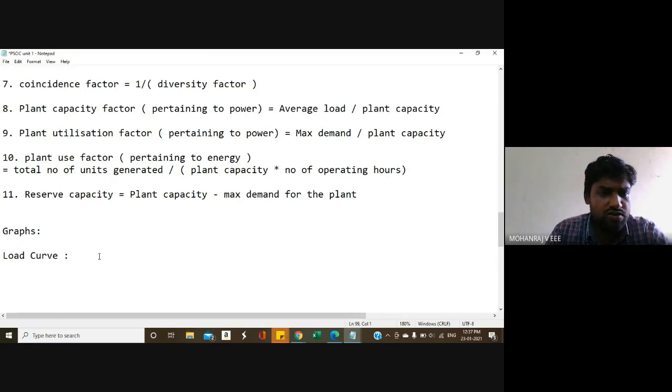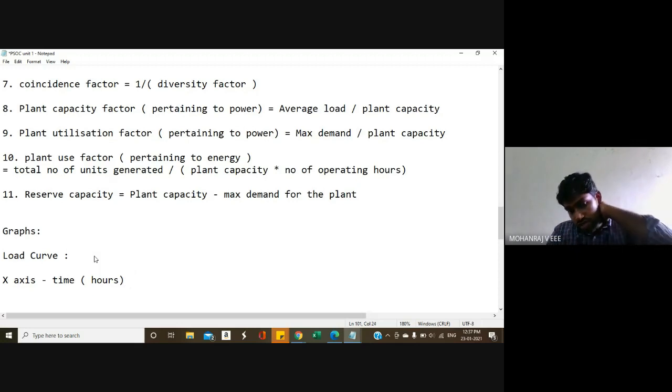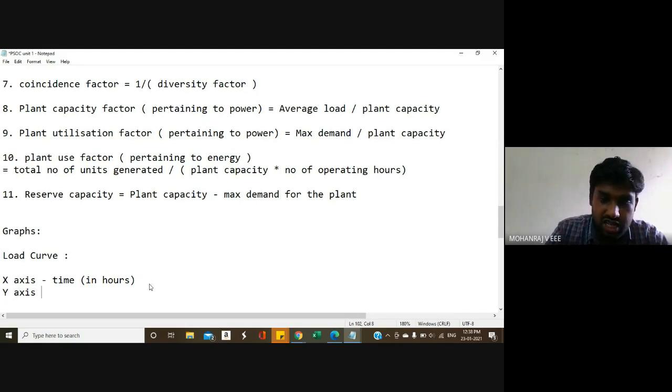So what is this load curve? Let's see what it actually is. In the load curve, in the x-axis you will have the time in hours, whereas in the y-axis you will have the load, or the power demand, in kilowatts or megawatts. So that is known as your load curve.